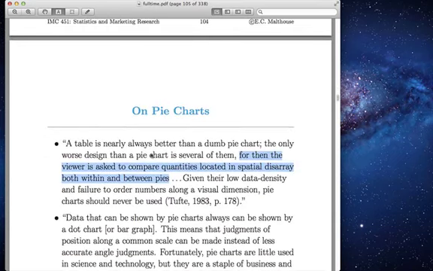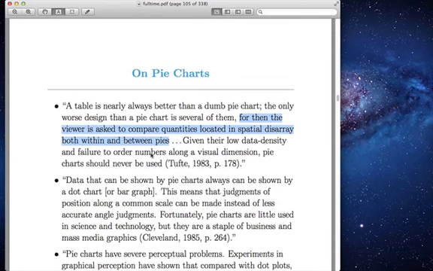So let's read on. Given their low data density, so that means there isn't a lot of information in a pie chart. You just don't have the space to put a lot of information on there. And failure to order numbers along a visual dimension, pie charts should never be used. Now, I'm going to elaborate a lot on this failure to order numbers along a visual dimension in a minute.